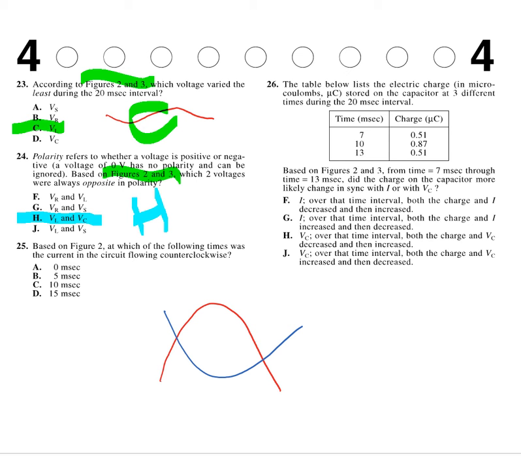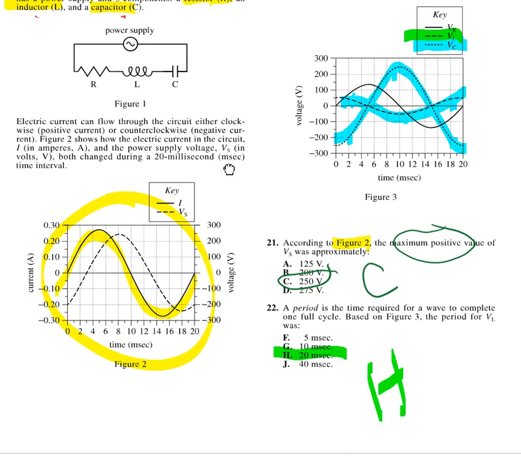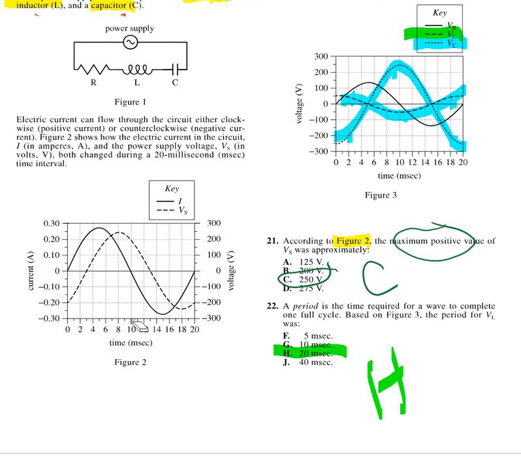All right, number 25, last two. Based on figure 2, again, always make sure you're in the right figure. Figure 2, which of the following times was the current in the circuit moving counterclockwise? In other words, kind of coming back home. So we're going to look at figure number 2. So this one is figure number 2.